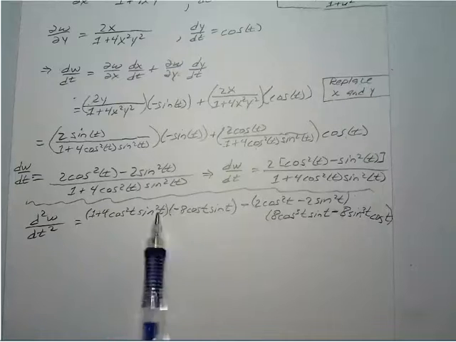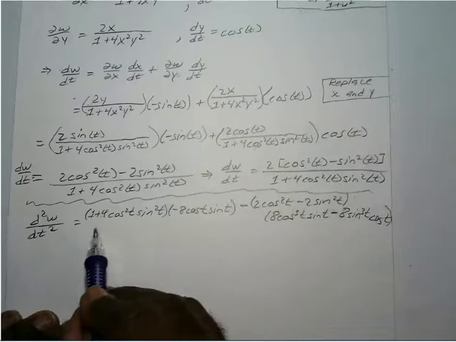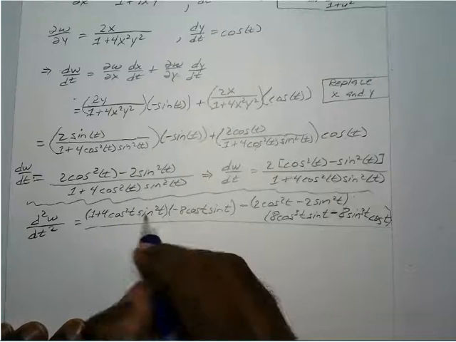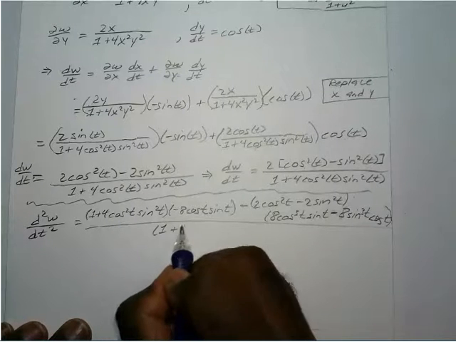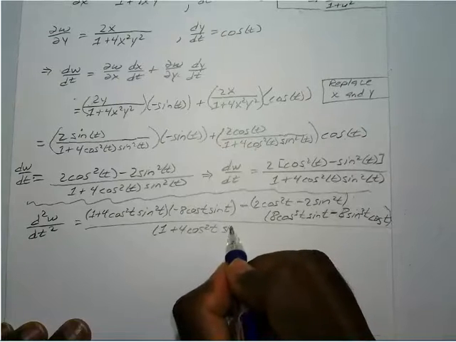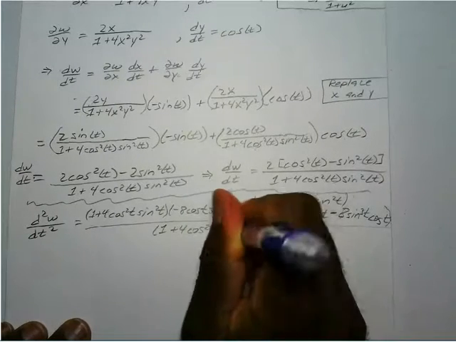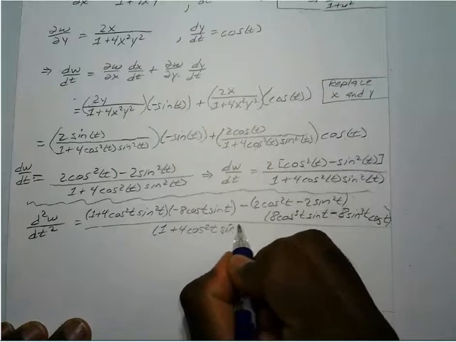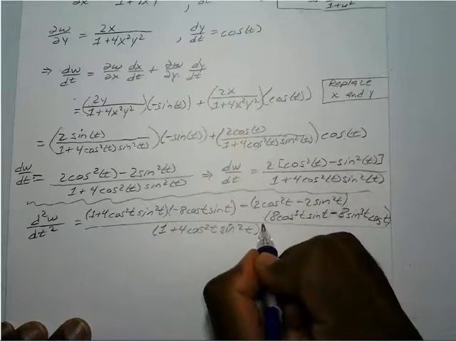Okay, so these two multiplied minus these two multiplied, all over your denominator squared, which is 1 plus 4 cosine squared t sine squared t, and that is going to be squared.